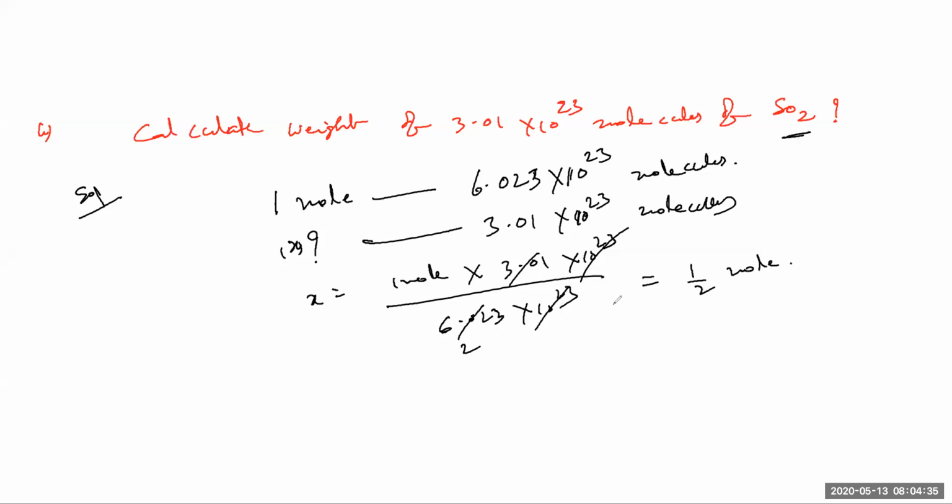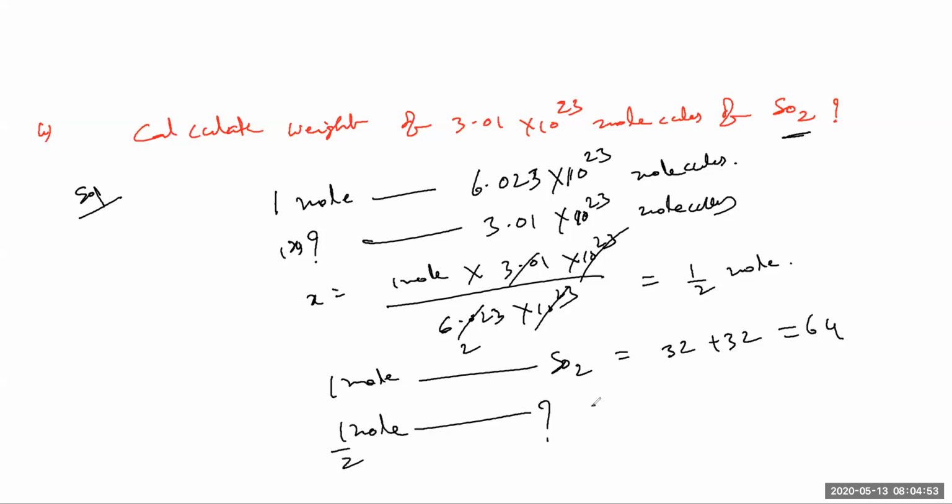Suppose come to this SO2. What is the 1 mole of SO2 molecular weight? 1 mole of SO2 weight is sulfur 32, oxygen also 32, that is 64. But half mole, 1/2 mole is equal to how much? Half of that only, no? That means 64 into 1/2. That is equal to 32. Understood?